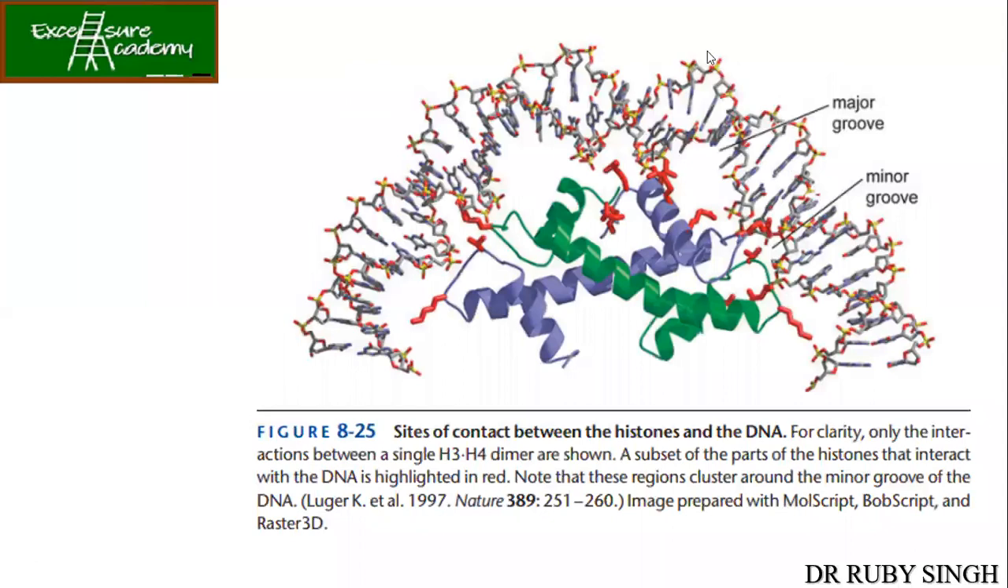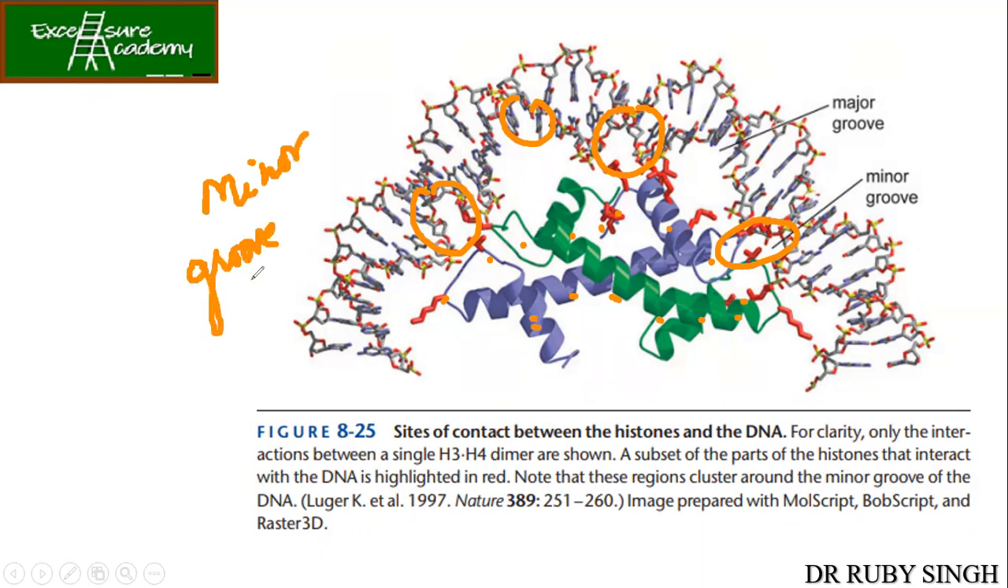okay, so if you see this figure here, now to make it more clear, you can see that again and again it is a minor groove which is actually facing the side chains or the proteins of the histones. ठीक है, so that's why minor groove is important in the nucleosome interactions. Okay, yeah.